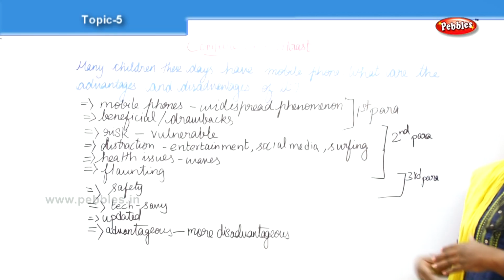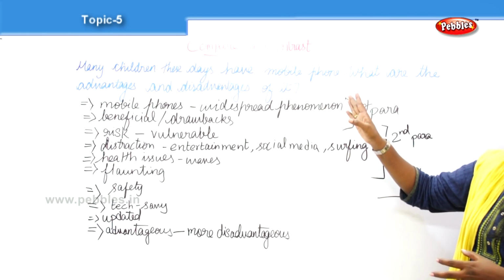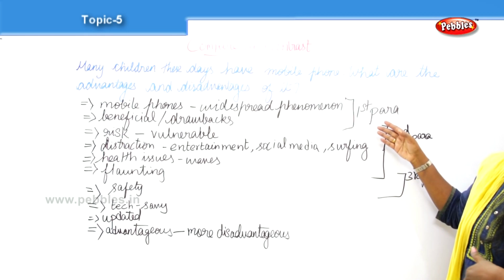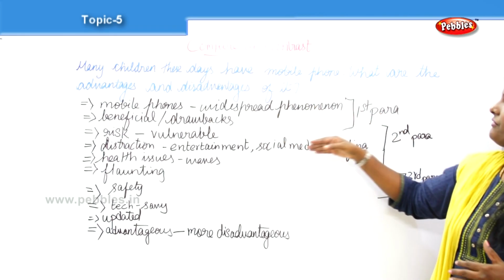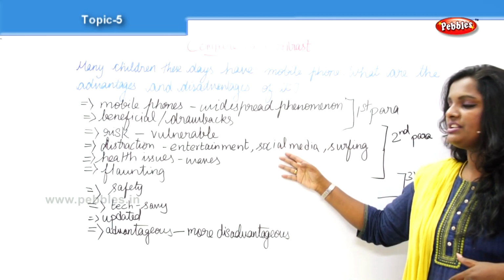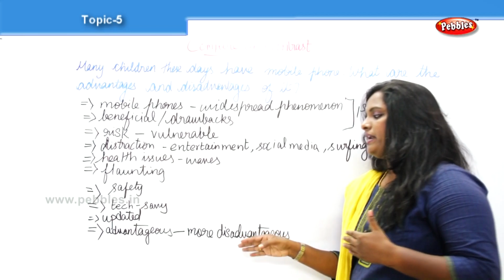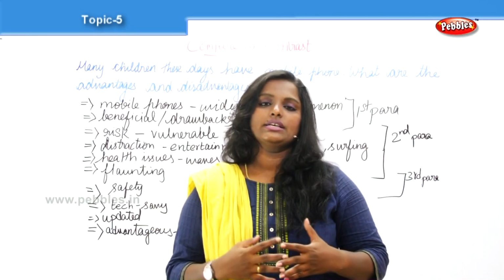Let's quickly go through the passage once again. Children these days have mobile phones. I have put them in four paragraphs. The first paragraph is the general introduction. In the second paragraph, I have spoken about the disadvantages. In the third paragraph, I have spoken about the advantages. And in the fourth paragraph, I have given my opinion about using cell phones.